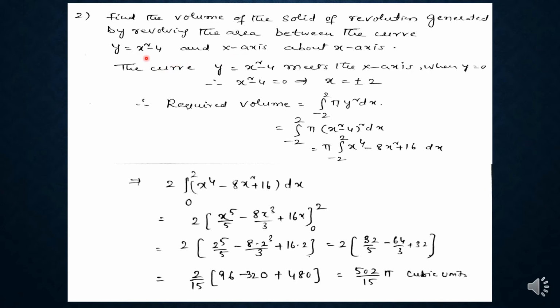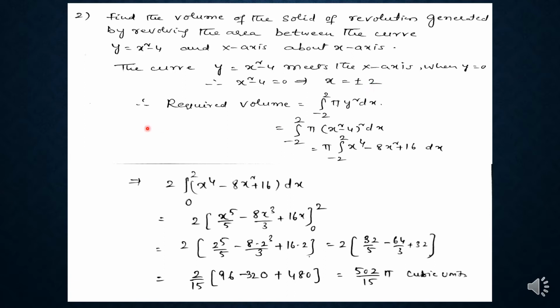The curve y is equal to x square minus 4 meets the x-axis. So on the x-axis y is equal to 0. So putting y equal to 0, x square minus 4 is equal to 0. So x square is equal to 4, then x is equal to plus or minus 2. So the values of x are minus 2 and plus 2.